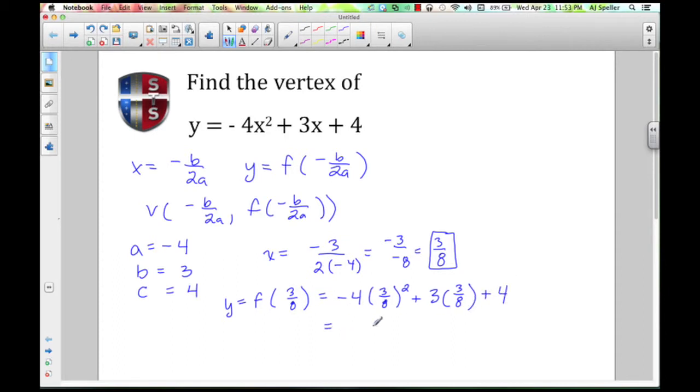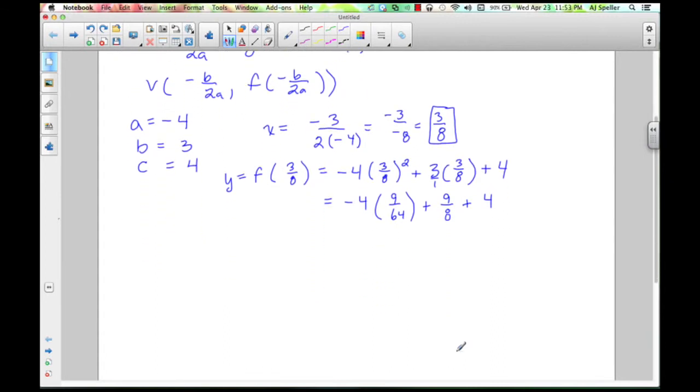Now I have to follow my order of operations. I keep the negative 4. I have to do my exponents first. 3 to the second is 9. 8 to the second is 64. I move to my second term. 3 times 3 gives me 9, and it's understood to be 3 over 1, so the 1 times 8 gives me 8. And then the 4 here stays.